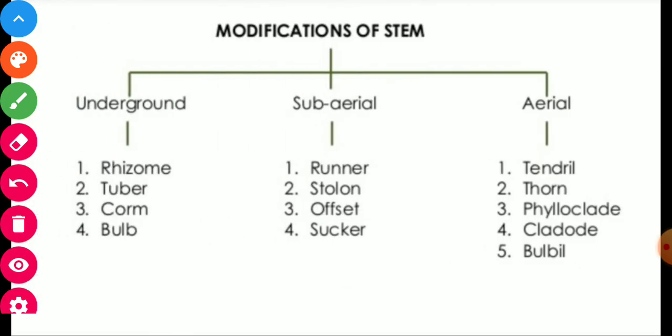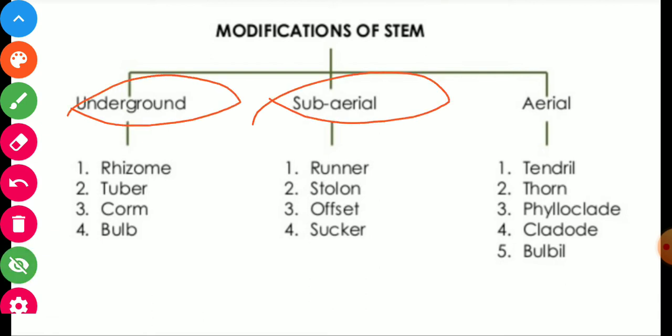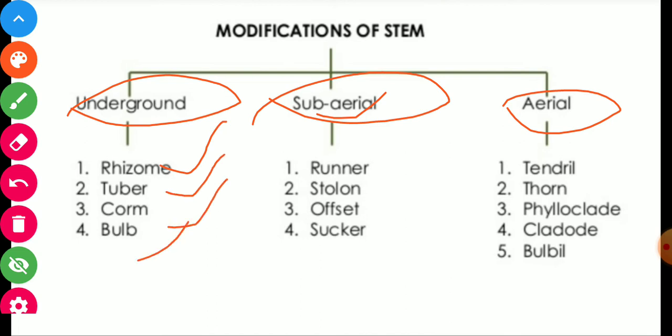Modifications of stems. Some underground stems are found, some aerial stems and some subaerial. Underground parts are rhizome, tuber, corm and bulb. Subaerial: runner, stolon, offset and suckers. Aerial parts: tendrils, thorns, phylloclades, cladodes and bulbil.